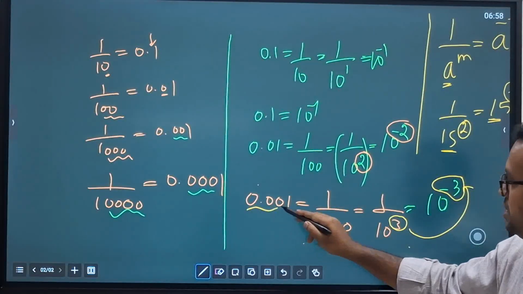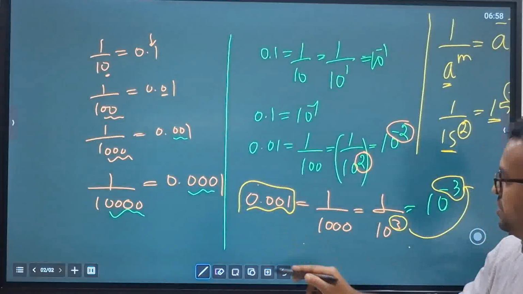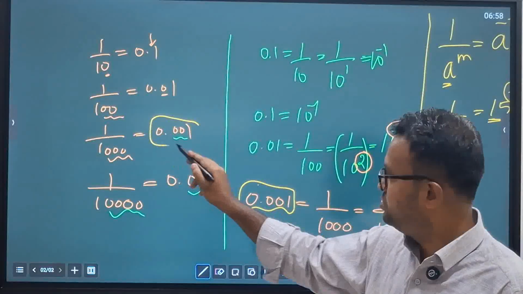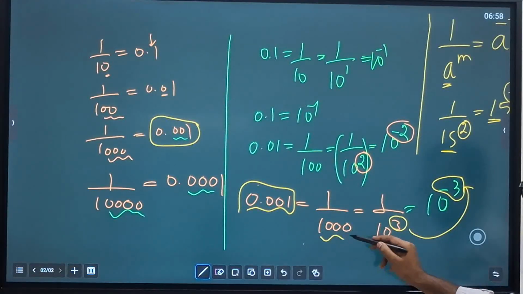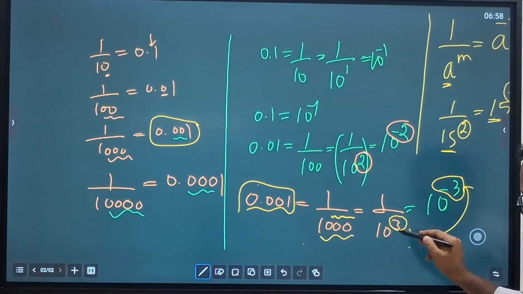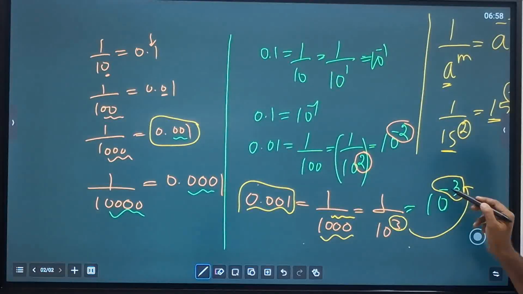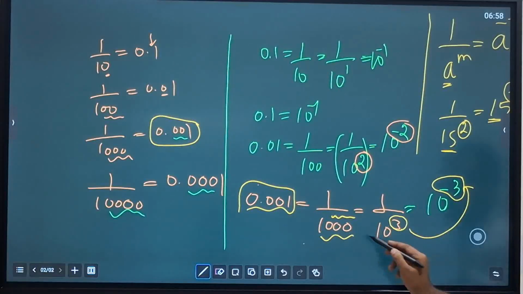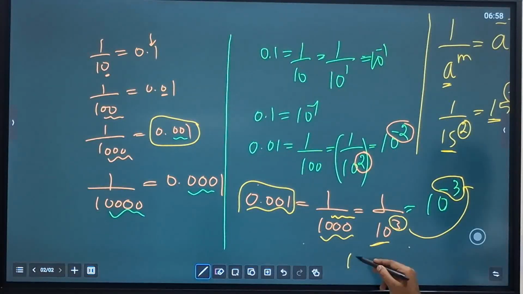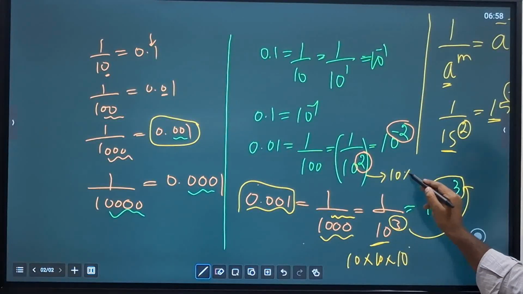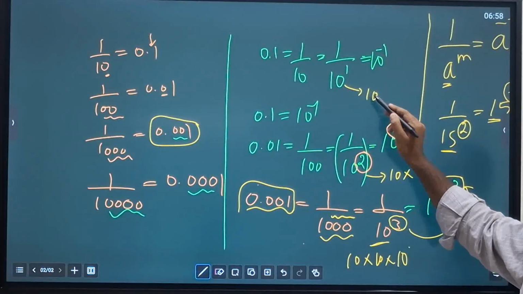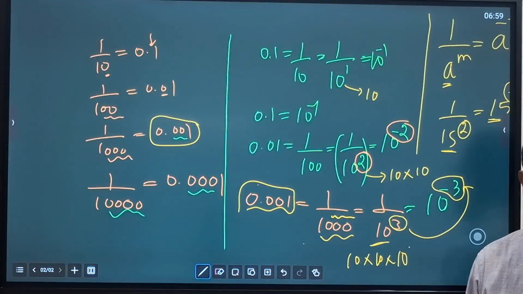If you have 0.001 here, then it is 1 by 1000. 1 over 1000 means you have 3 zeros here. You have 3 zeros means 10 power 3, then 10 power minus 3. So how is it 10 power 3? How are we getting 1000? 10 into 10 into 10. 10 power 3 means 10 into 10 into 10. 10 power 2 means 10 into 10. 10 power 1 is just 10. Are you getting the point?